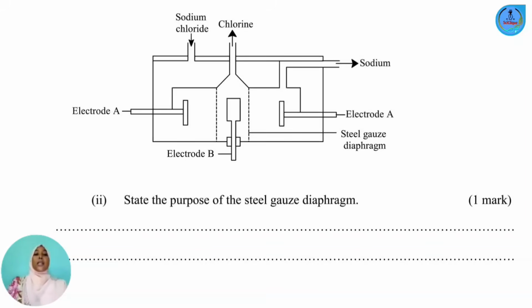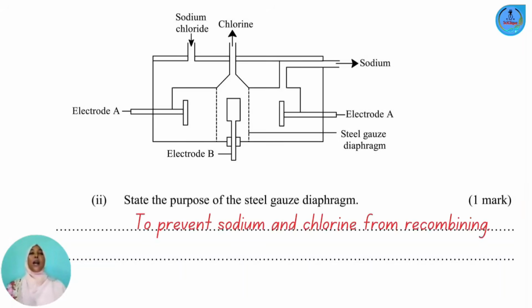Roman number 3, state the purpose of the steel gauze diaphragm. Okay, let's first locate the steel gauze diaphragm. If you look at the diaphragm, it's literally just surrounding the anode. So now it's surrounding the anode. By doing so, it's separating the anode from the cathode.